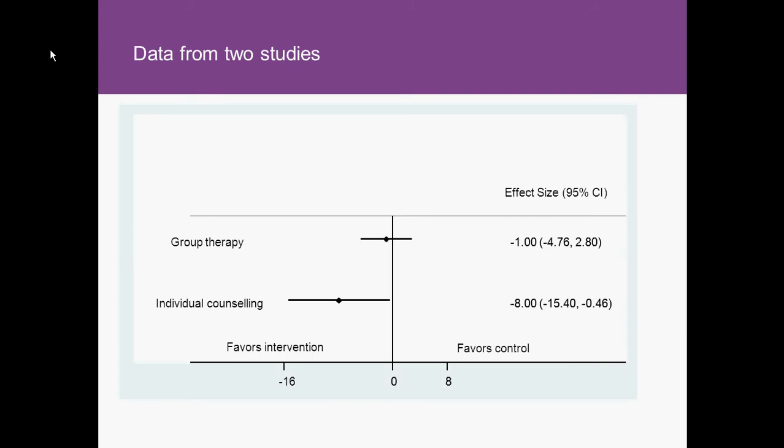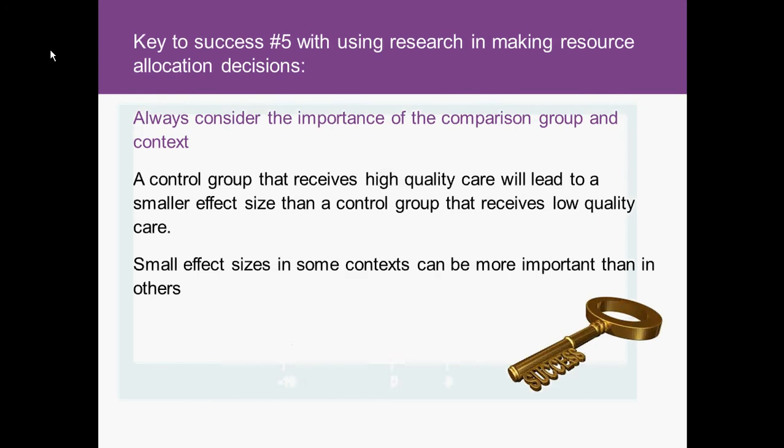Further consideration of this contextual factor makes us think that the group therapy intervention may actually be just as effective as the individual counselling intervention, because the group therapy's comparison group had an intervention that looked very, very similar to individual counselling, whereas the individual counselling study had a no intervention control, which might make its results look much more optimistic.